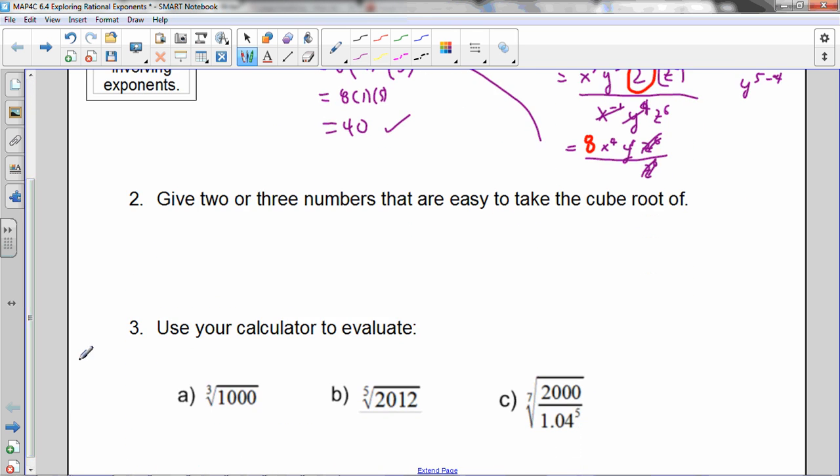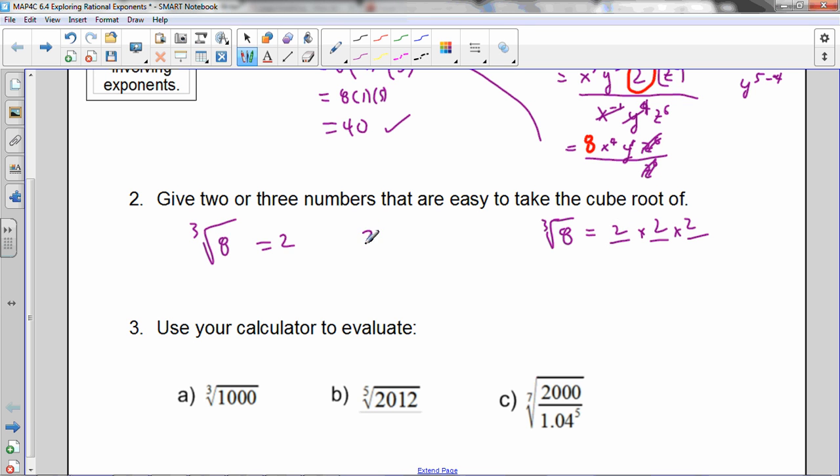Okay, the next couple of pieces are leading into today's stuff. Give 2 or 3 numbers that are easy to take the cube root of. It's the idea of cube root of something where the answer is something nice. Remember, a cube root is something where a number times itself 3 times is equal to this one in here. So if these are something small, then it would be a number that's easy to take the cube root of. So 8 is easy to take the cube root of. The cube root of 8 is 2.